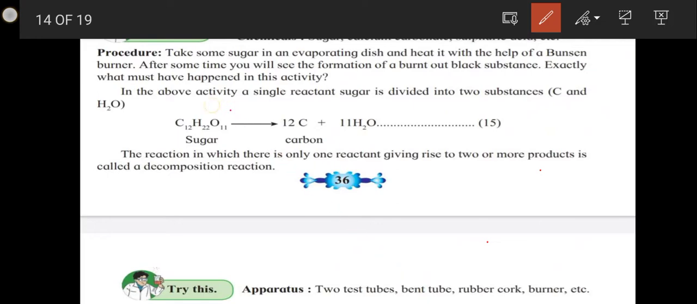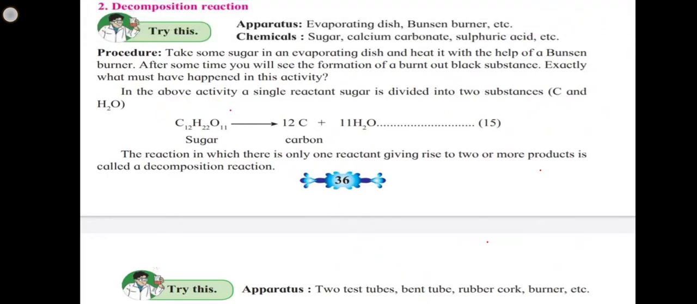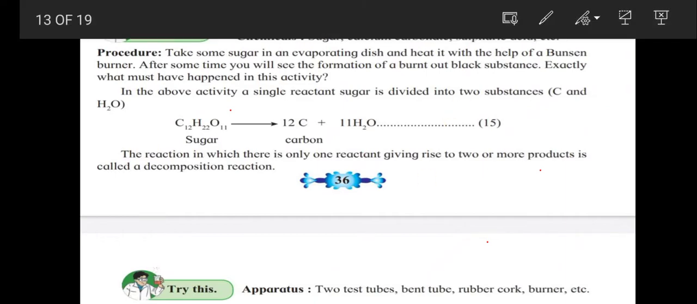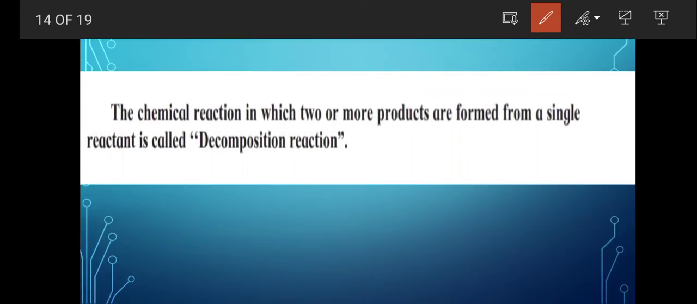For example, here sugar is given. You just see. Sugar is given here, and from C12H22O11 there is a formation of 12C and 11H2O. That means sugar is decomposed into two products, so that is called the decomposition reaction. Okay, so that definition we already discussed.